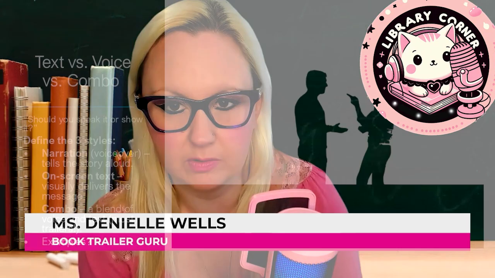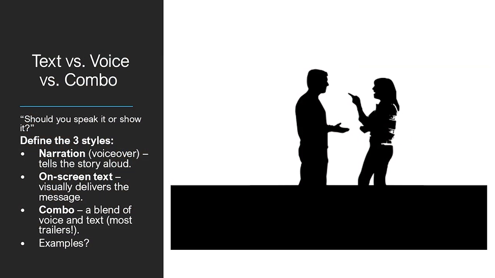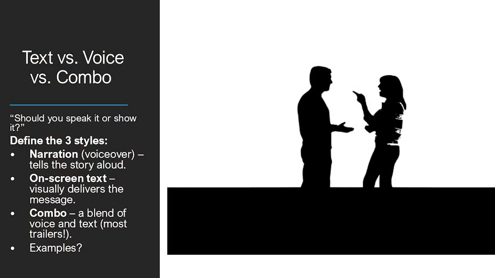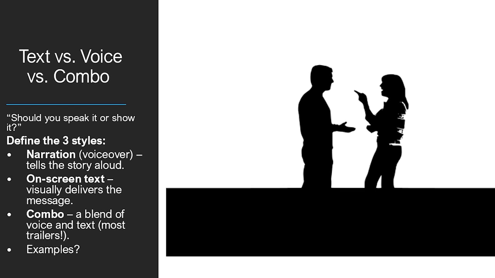So now we're going to talk a little bit about text versus voice versus a combo of the two. Should you speak it or should you show it? When we watched those first 2 trailers in the beginning, One of Us Is Lying was more of a text with music and images and not really any voiceover, and the Red Queen was very much a voiceover type trailer, but it also had images and text in it. So here are the 3 styles. Narration means a voiceover, and you're telling the story aloud, so that would mean you're recording a voice file or a video file and then maybe putting some clips over top of it. Or you could even appear in the trailer if you think that would add to it.